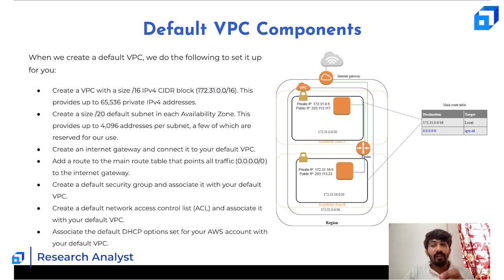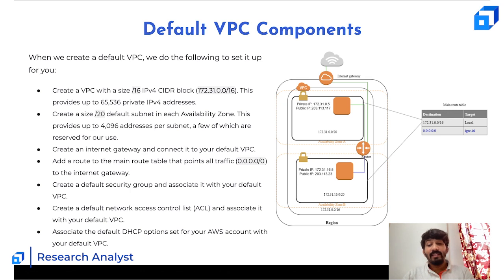So out of 65,000, let's say there are 6 subnets, so it would be 4096 into 6. So there would be these many IP addresses available in those individual subnets. So there would be an individual subnet for every single availability zone. Third, they would be creating an internet gateway so that if you create an instance in any of the subnets, that instance should be able to access the internet, or from the internet, you should be able to download something over the instance. Okay. And then add a route to the main route table that points all traffic to the internet gateway.